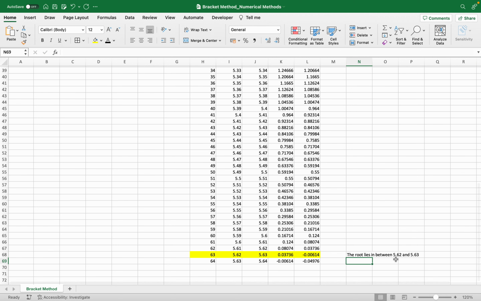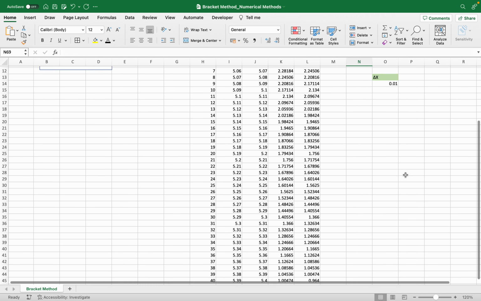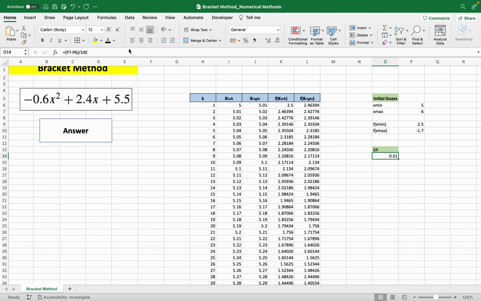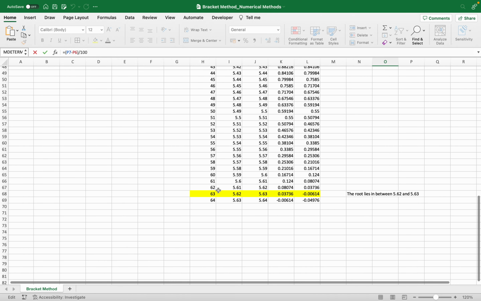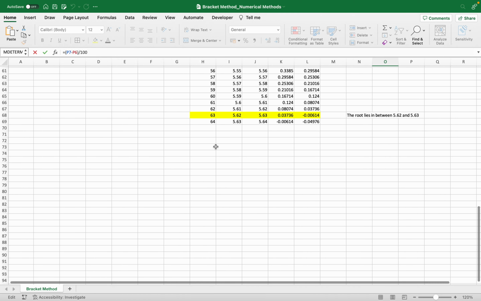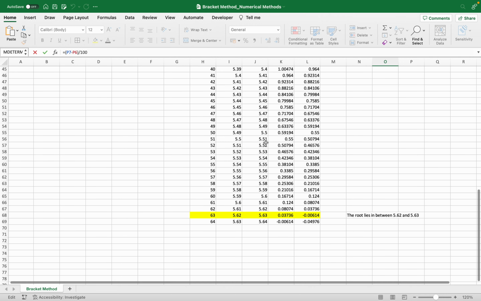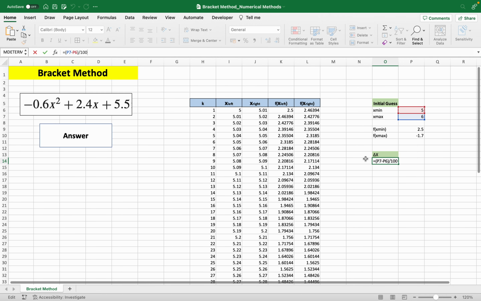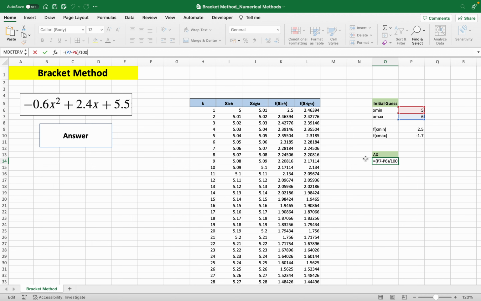So the root can either be 5.621, 5.623, 5.624, and so on. And you can actually get the exact number if you make these intervals much, much smaller. But we're not going to do that, because if we make it 1,000, then theoretically we're going to have to drag this very long. It's going to take quite some time, so we're not going to do that. But let's try to do it if we use smaller intervals. So instead of 100, let's try 10.